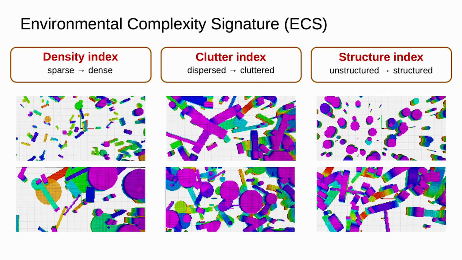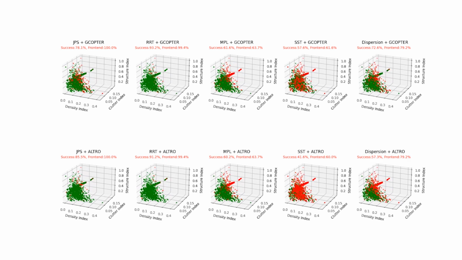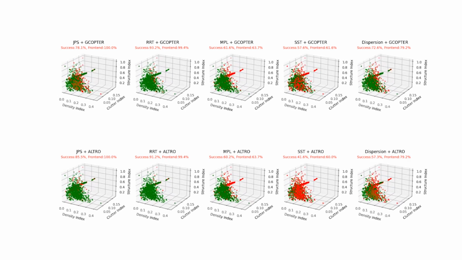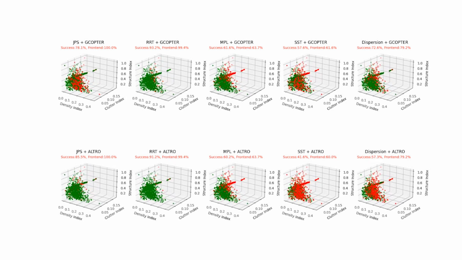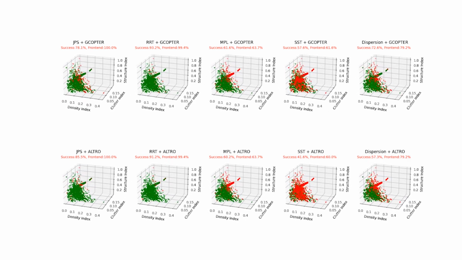To quantify environment complexity, we designed ECS, which describes environments from sparse to dense, dispersed to cluttered, and unstructured to structured. After running the planners on environments with varying ECS, we obtained the success scatter plot for each planner, and additional metrics such as trajectory time and energy cost.